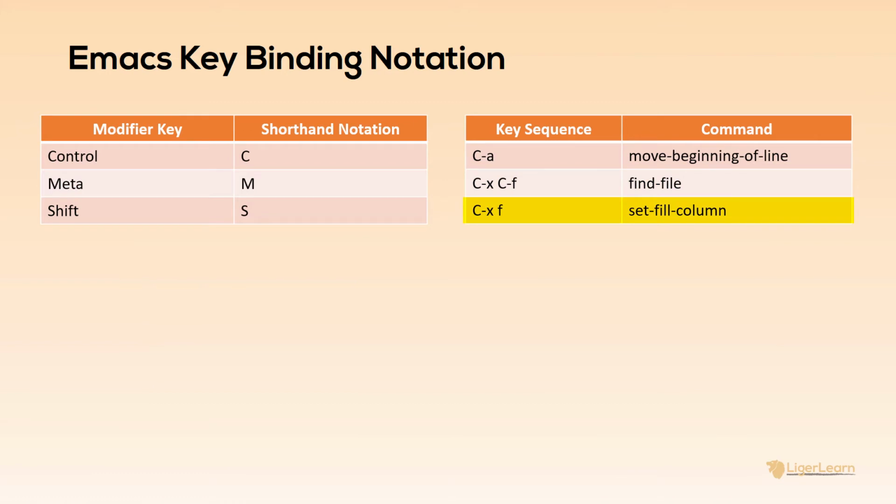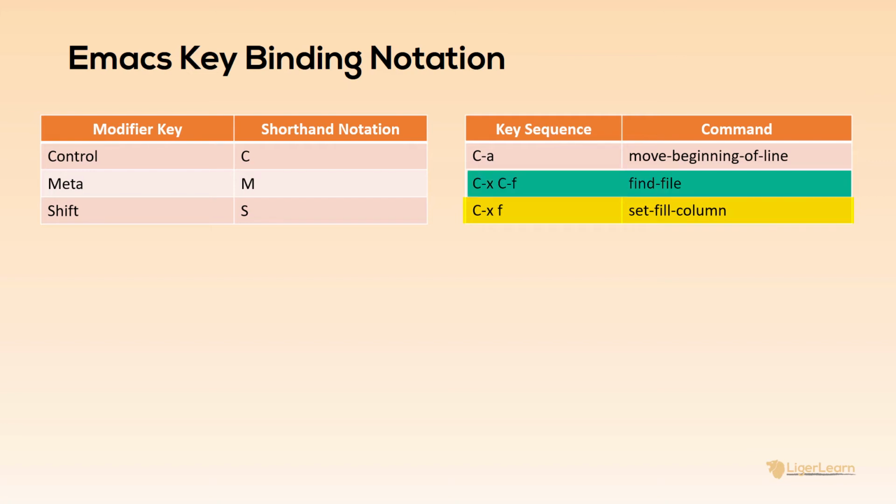To illustrate a slight annoyance which you may come up against when starting to use Emacs, I've shown the key sequence Ctrl+X, F, which runs the command set fill column. Don't worry about what the command does, that's not important. Instead, I want you to focus on how similar it is to the find file command, and how you could very easily accidentally mistype one for the other.